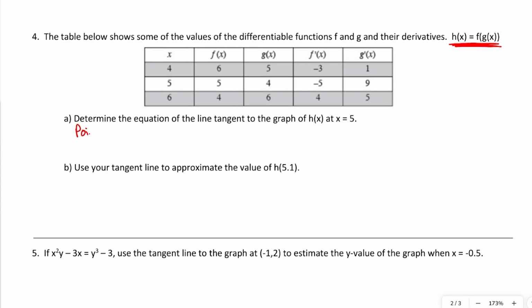Okay, so our setup here is we need a point. It's going to be 5 comma something. We need a slope. Let's start with the point. So we know it's going to be 5 comma something. And so what we need is the y coordinate of that point. So we need h of 5. So h of 5 will be f of g of 5.